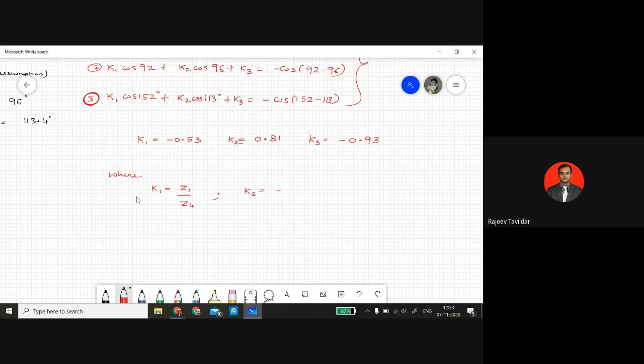K2 is given as minus Z1 upon Z2, and K3 is given as Z3 square minus Z1 square minus Z2 square minus Z4 square divided by 2 times Z2 Z4. So these are the equations. Can you find out the link lengths directly by using these equations now?